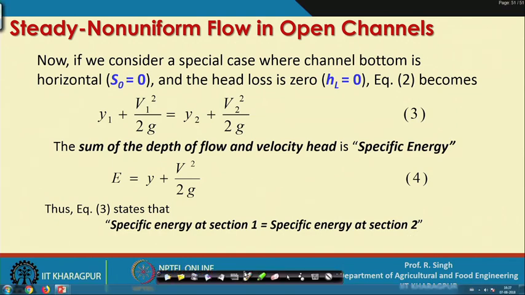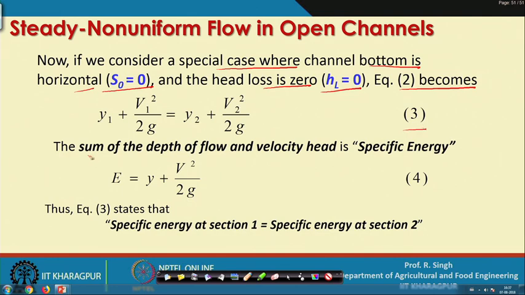So, if we consider a special case where the channel bottom is horizontal, that is S0 is 0, and head loss is 0, HL is equal to 0, then equation 2 becomes y1 plus v1 square by 2g. We remember we had S0 delta x, so S0 is 0, so that term is gone, and on the right hand side we have y2 plus v2 square by 2g, and we are assuming HL is equal to 0. So, the HL is gone. This is what we get as equation number 3.